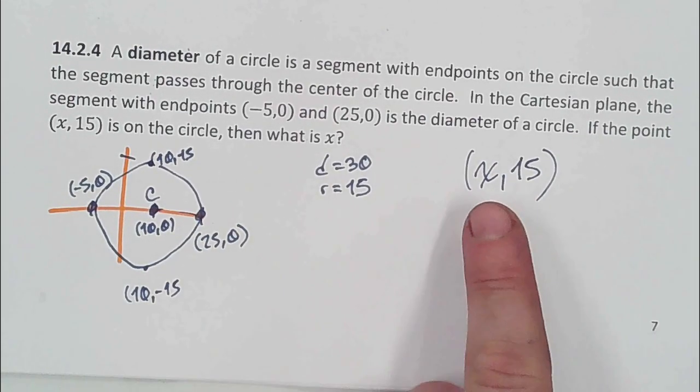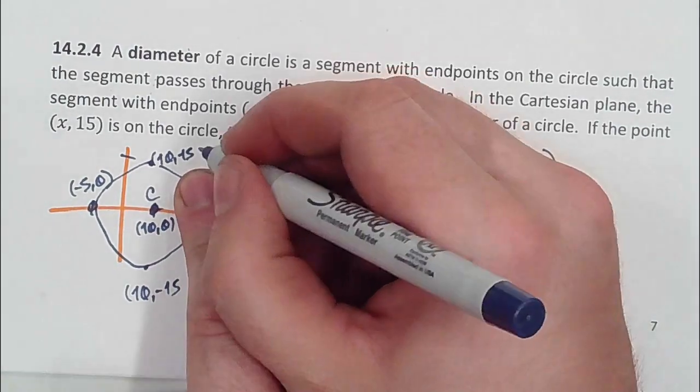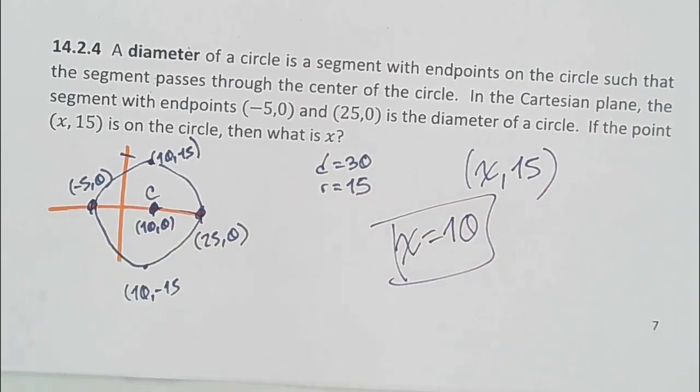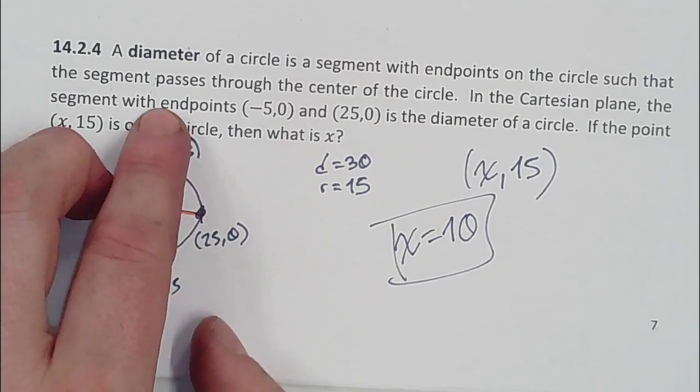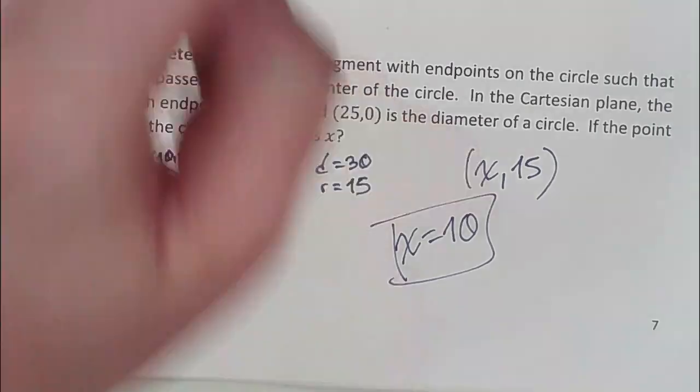Well, we know what x has to be when y is 15. When y is 15, x has to be 10, directly above our center, because it's gone 15 off the x-axis. So it has to be directly above our center because we're maximizing our radius here. So x will be 10. And that is the last of the intermediate problems.